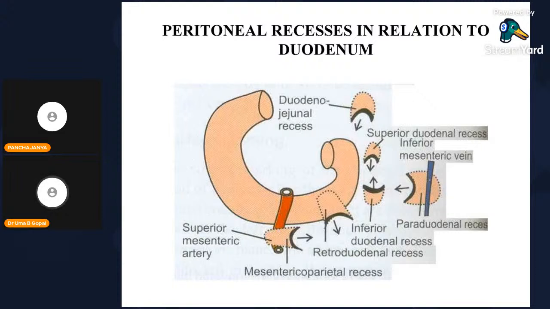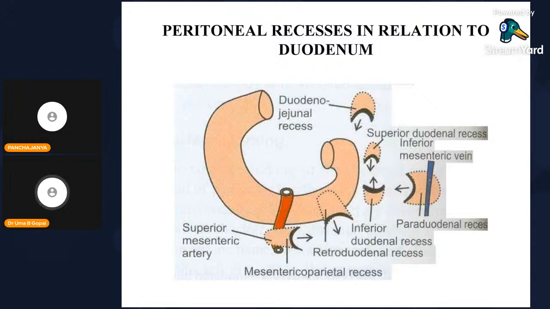Peritoneal relations in relation to the duodenum. So it is retroperitoneal. Only the first part, the starting part of the duodenum, and the ending part of the duodenum are suspended by a fold of peritoneum. All the rest is fixed, retroperitoneal, but other relations are there in the form of recesses. You can see the duodenojejunal recess. This may be asked sometimes for a 5 marks question: peritoneal recesses in relation to the duodenum.